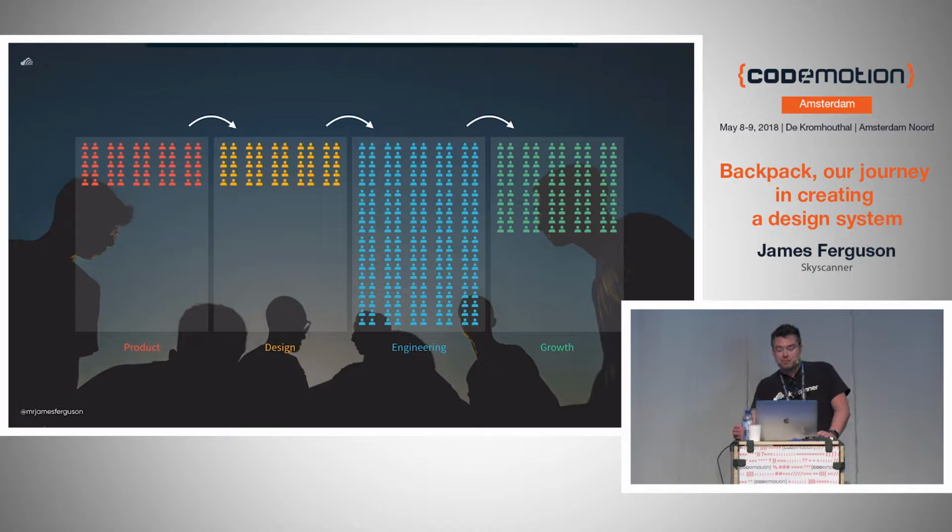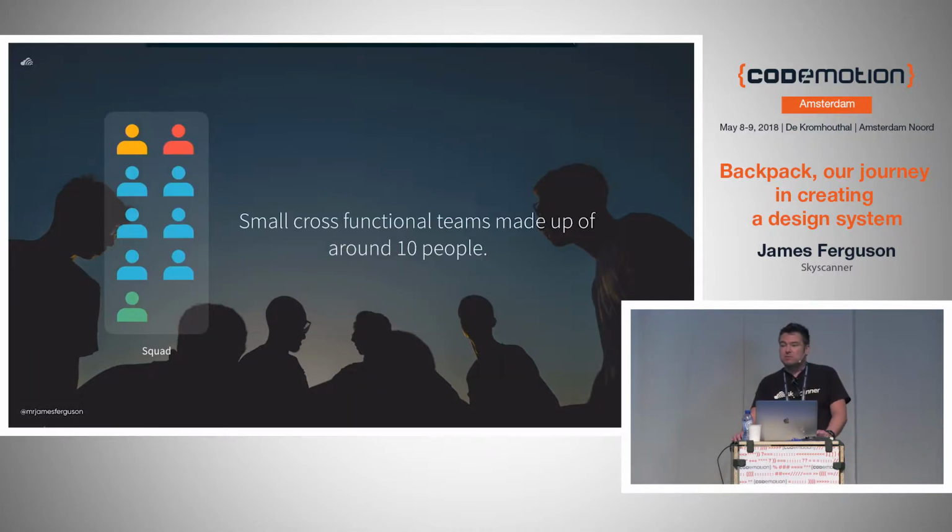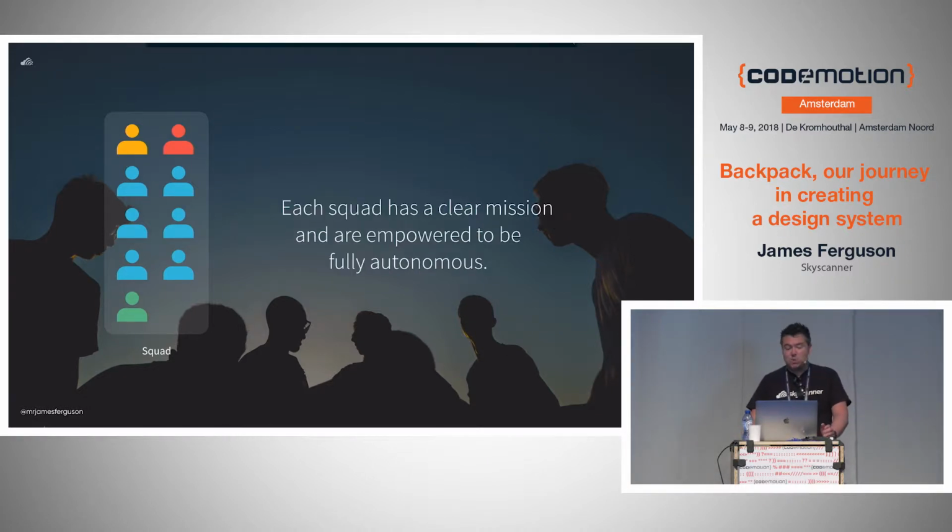Engineering started to really become a bit of a bottleneck here. Having that one repository, which all teams had to go through, was proving to be a bit of a problem. So that's when we started introducing the squad and tribe model that Spotify have made popular over the last few years. The squad model means that we've got small cross-functional teams made up of around 10 people. Each squad has a clear mission, and everyone's empowered to be fully autonomous within that squad.